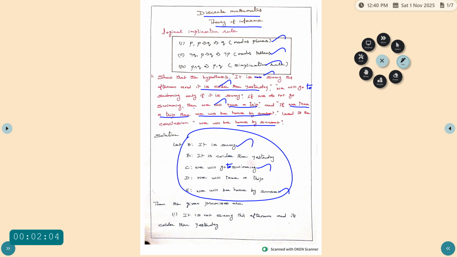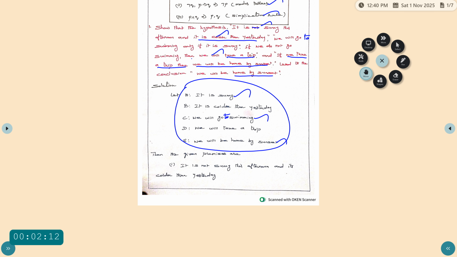So how do we write the logical expression for the first premise? What is the given sentence? It is not sunny this afternoon and it is colder than yesterday. Sunny is A, so not sunny is the negation of A. Next, it is colder than yesterday, joined with the and symbol, is B. So the logical expression of the first sentence is negation A and B.